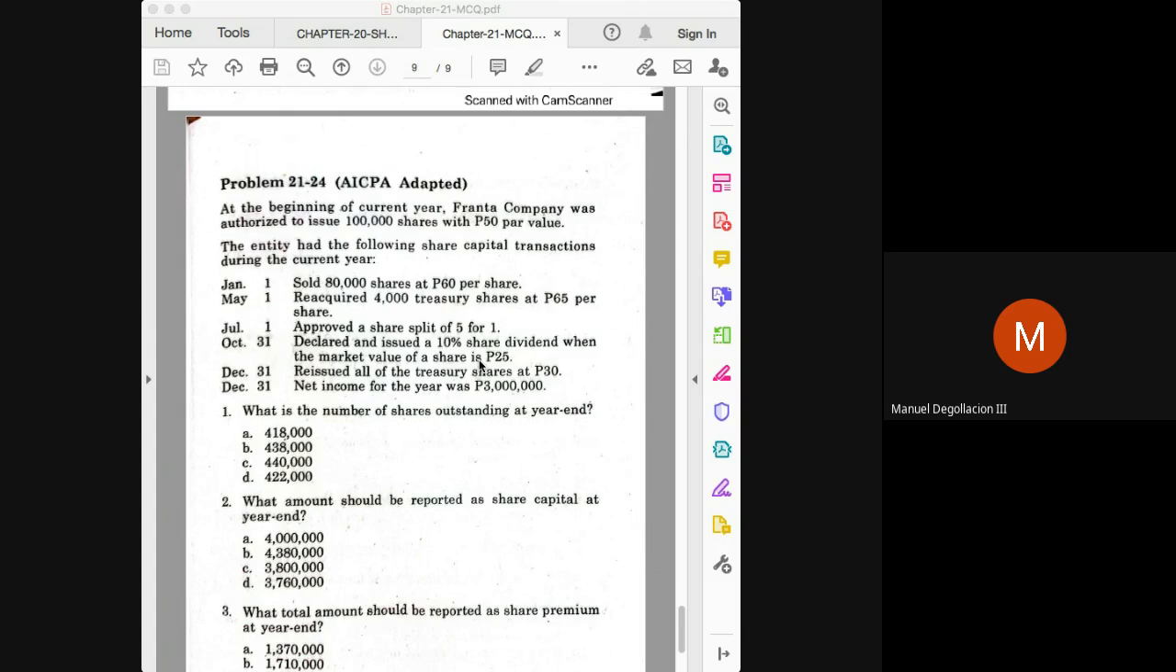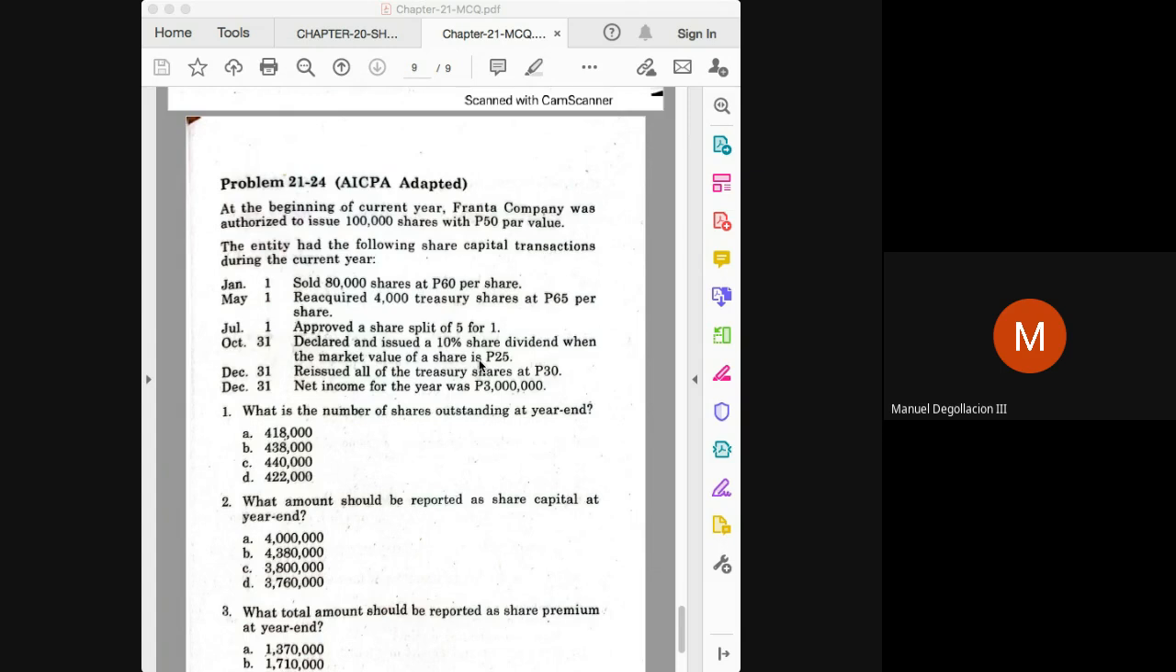Okay, but the biggest challenge here is determining first how many shares will be receiving dividends. Okay, because take note that there was a stock split and there were also treasury shares. Remember, the treasury shares will not receive dividends. Treasury shares are affected by stock split, but they do not receive dividends.